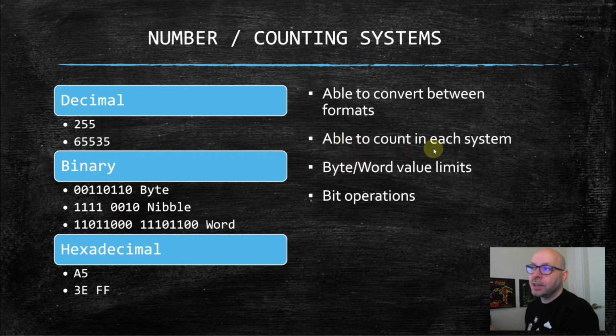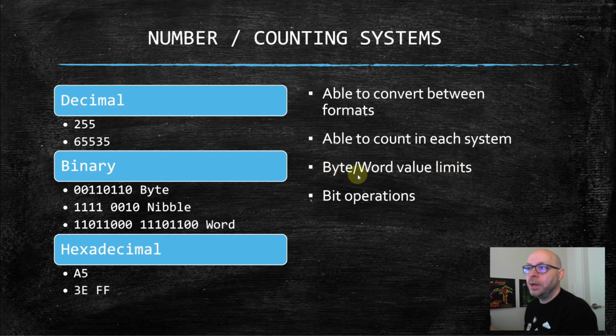And again, for my second note here, it says able to count in each counting system. So in addition to being able to convert between these three counting systems, we also need to be able to understand how to count in each of these three counting systems and where exactly each digit rolls over to its next value and how the carries work between one digit and the next. So it's important for us to be able to count in each of these systems as well.